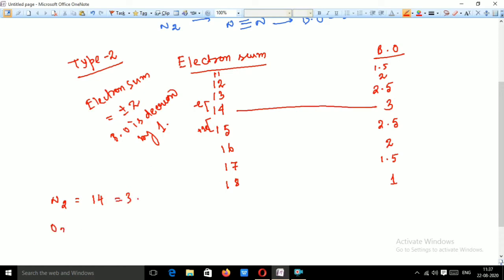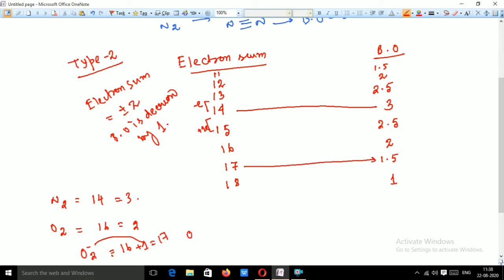So in case of oxygen, O2, there are a total of 16 electrons, so the bond order will be 2. Now in case of O2 minus, there are 16 electrons and the one negative charge adds one more, so that is a total of 17 electrons. So if there are 17 electrons, the bond order will be 1.5.